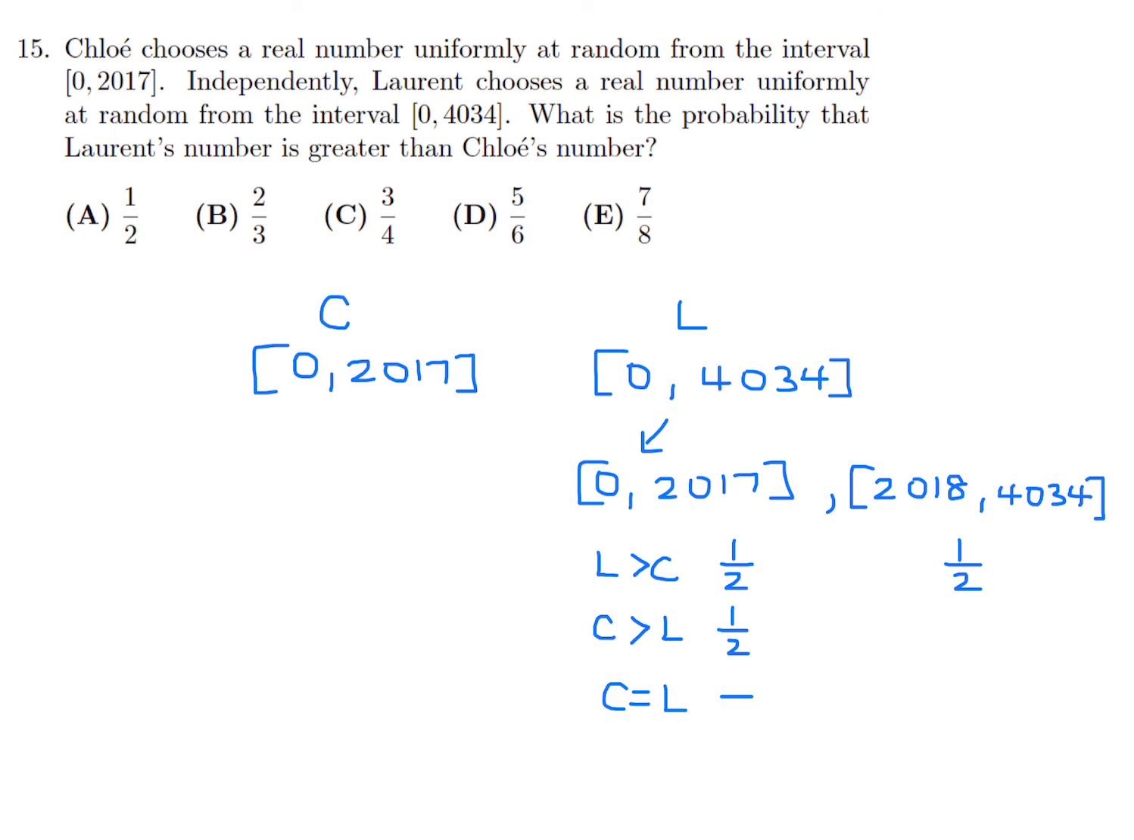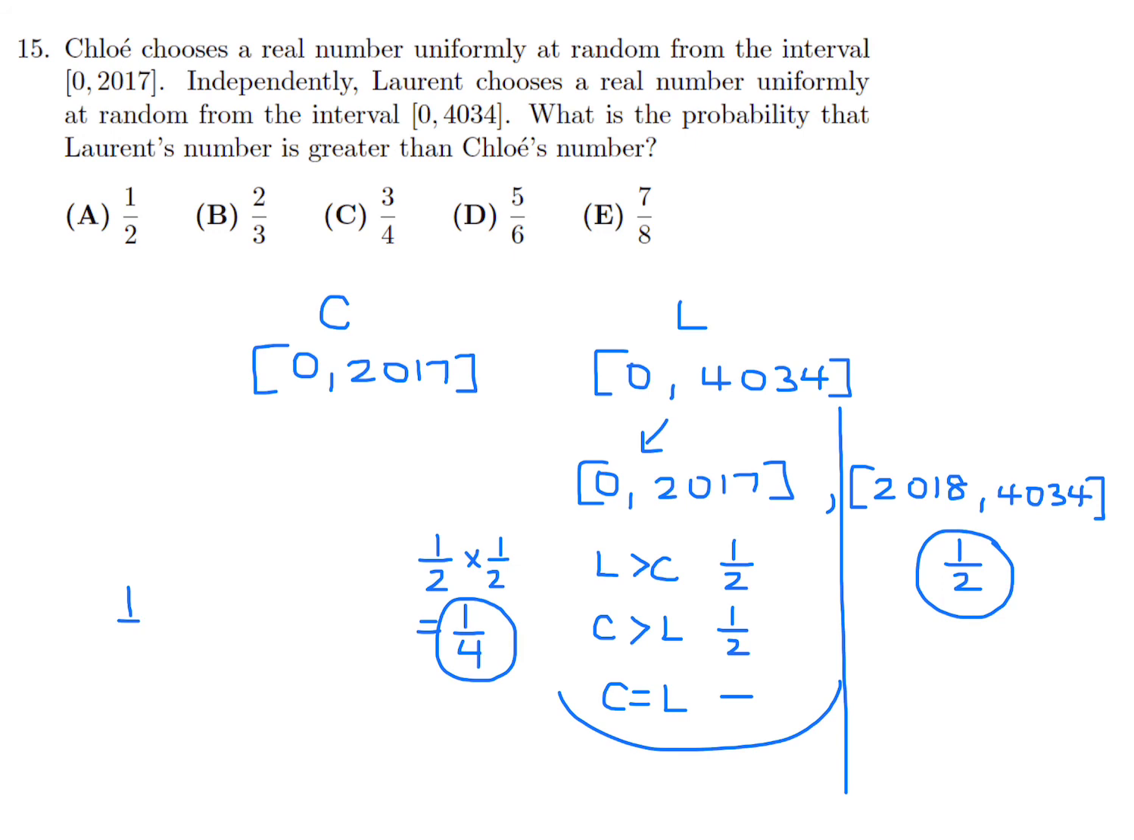So we have to take into consideration that we want a scenario like this, where L is greater than C. Well, half of half, because remember, this is half and this is half. So it's a half of this half, I hope that makes sense, which is a quarter overall. So you take this quarter and you add it to this half, and when you do, that is your total probability, which is 3 over 4. So number 15, the answer is C.